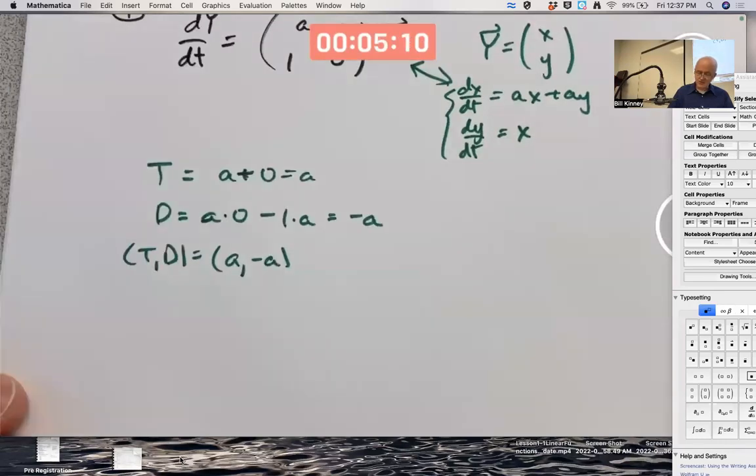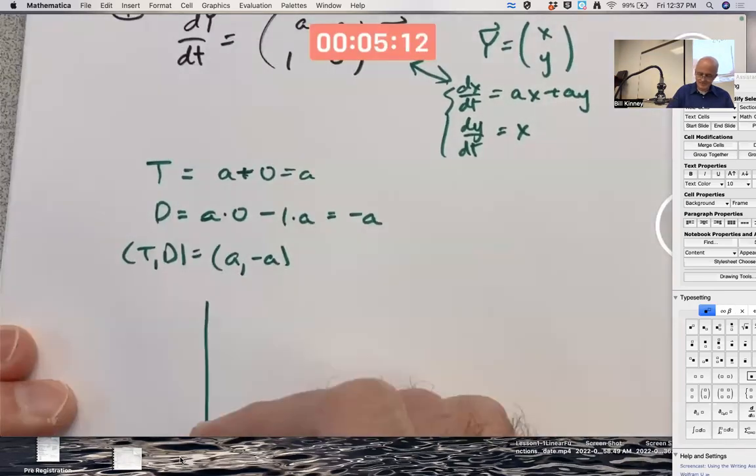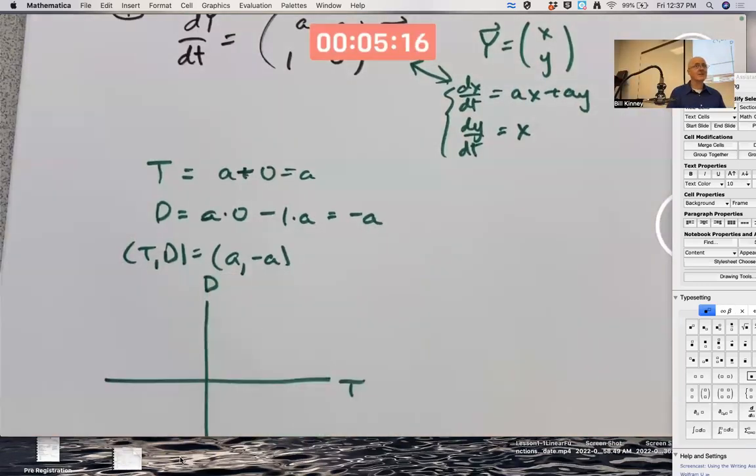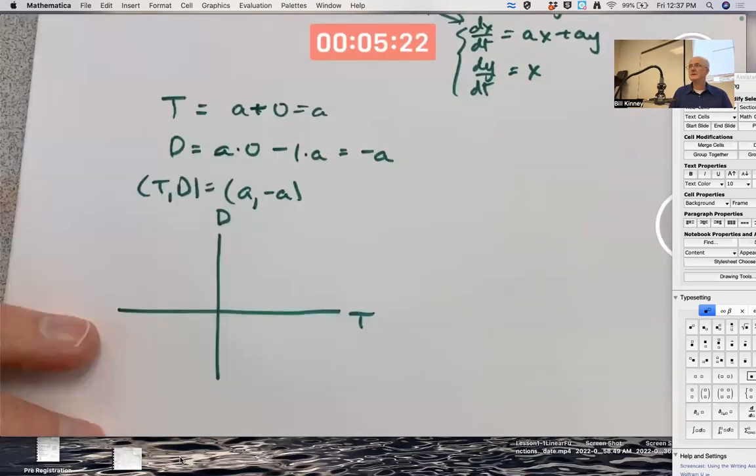And in the trace determinant plane, which is not a phase plane, right? Don't ever think this is a phase plane. All this is a tool to help us figure out bifurcation values. That's all it is. It's a nice tool. There are 3 critical loci.